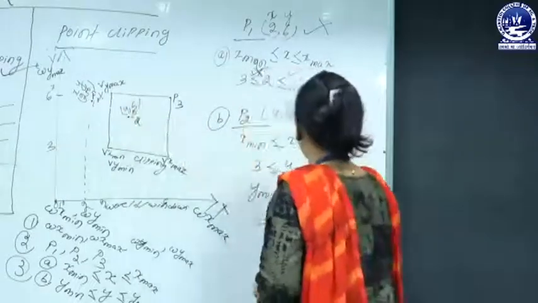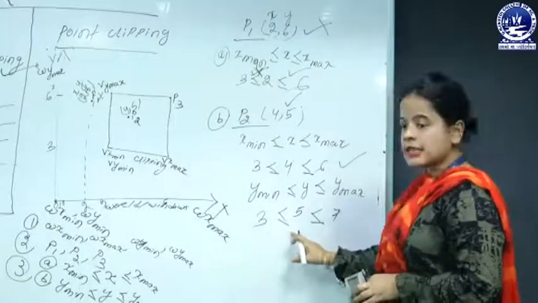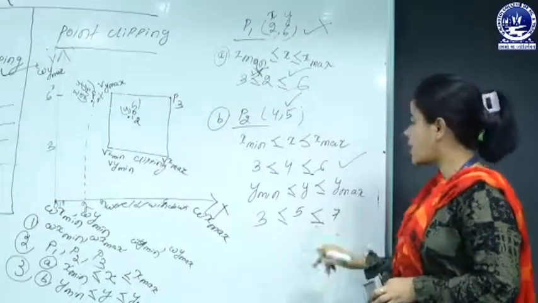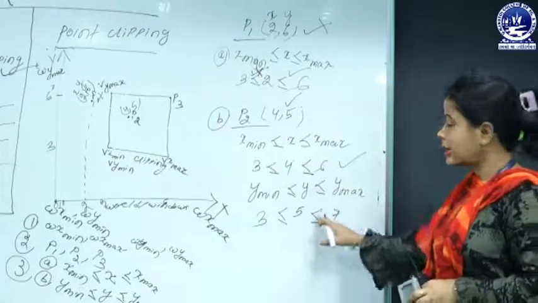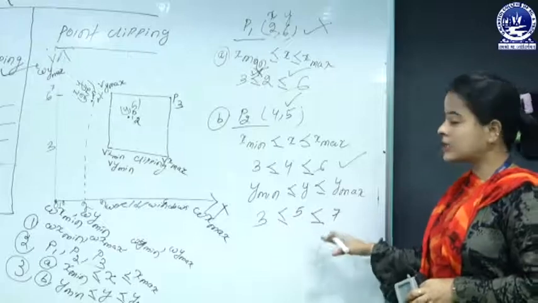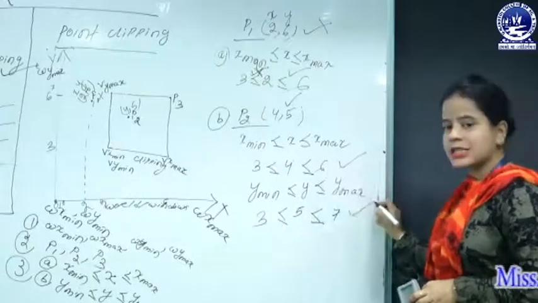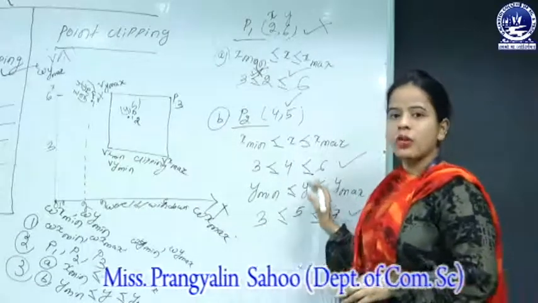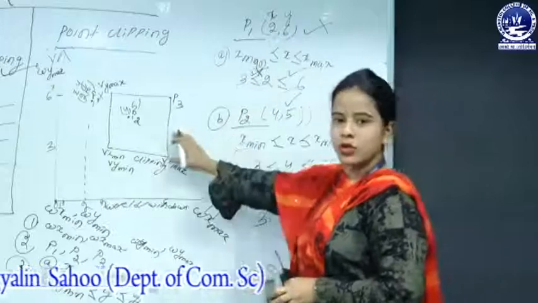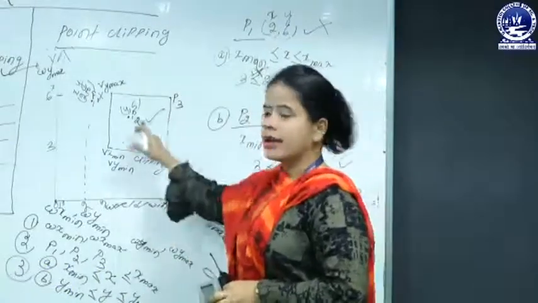Okay, so now to check 3 is less than or equal to 5, the condition is true. After that, now to check 5 is less than or equal to 7, the condition is also true. If both of the two conditions are satisfied, then the given pixel point is accepted by the clipping window. Clear? That means here the pixel point P2 is accepted.